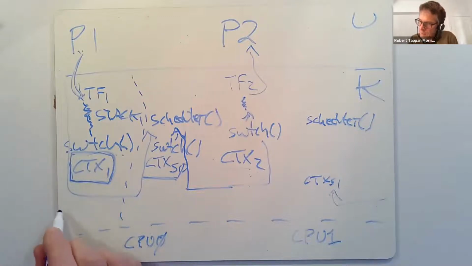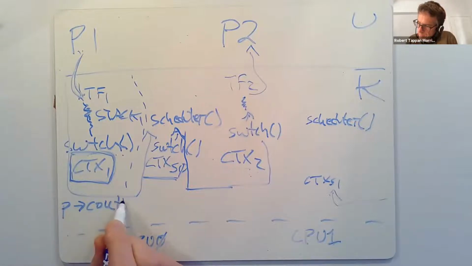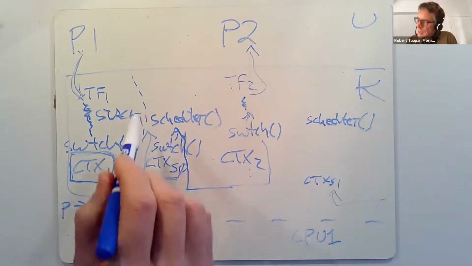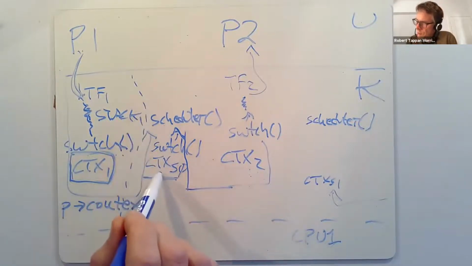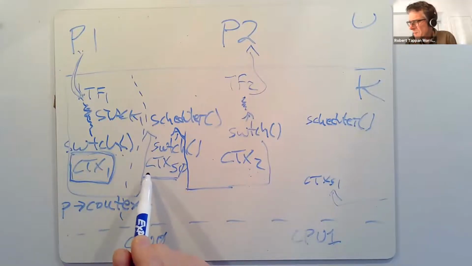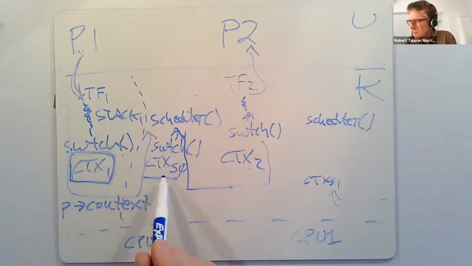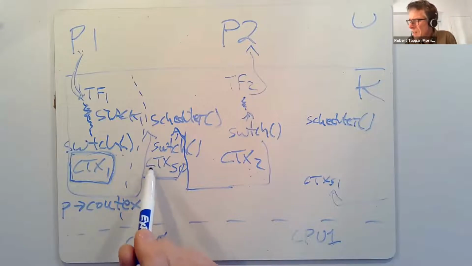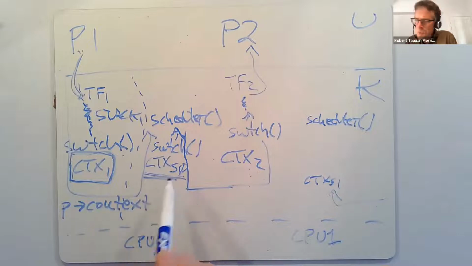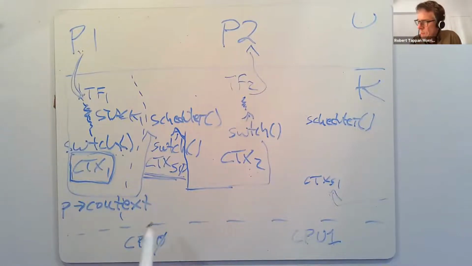It's p arrow context. And each scheduler thread has its own context, which is actually not in a process, since there's no process associated with the scheduler thread. The scheduler's context is stored in the struct cpu for that core. There's an array of these cpu structs, one per core, and each one has a context.